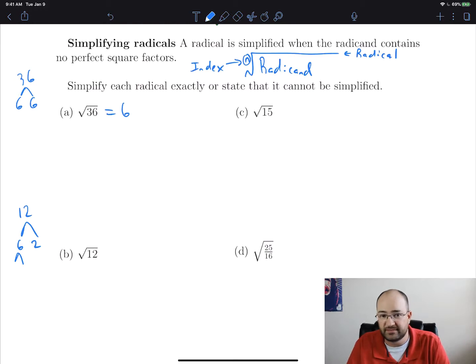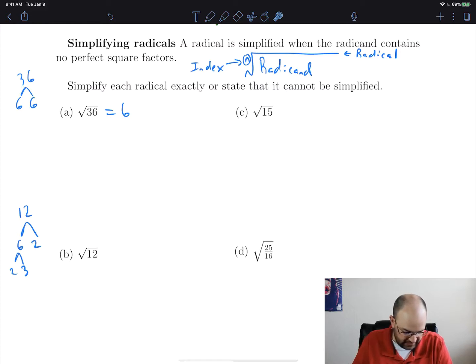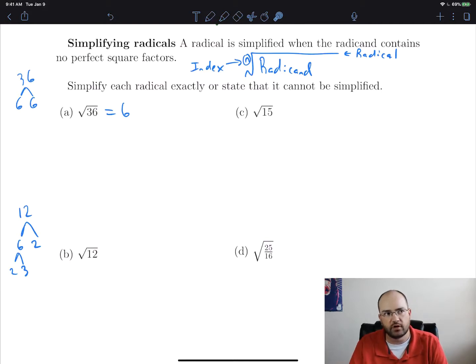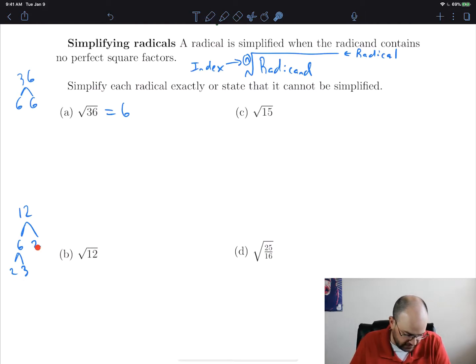What two numbers give me 6? Well, it's 2 and 3. And notice now that at the ends of each of these branches, we have prime numbers. Now, prime numbers are just numbers where the factors are only 1 and itself. We don't consider 1, but it's basically its own factor. And that's it, no others. So 2, 3, and 2.